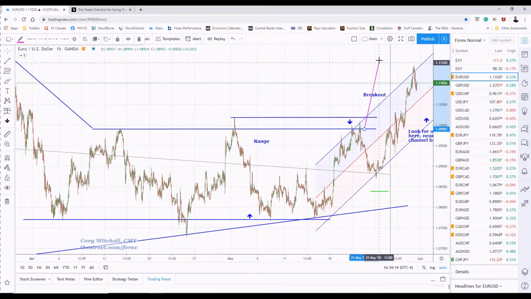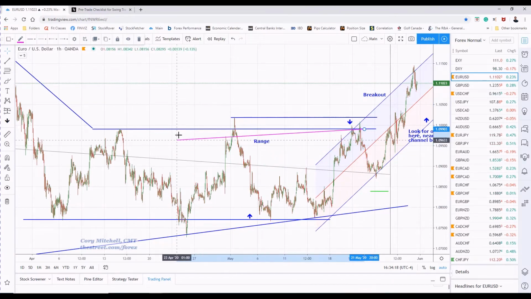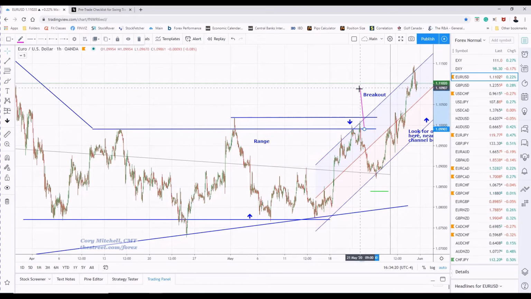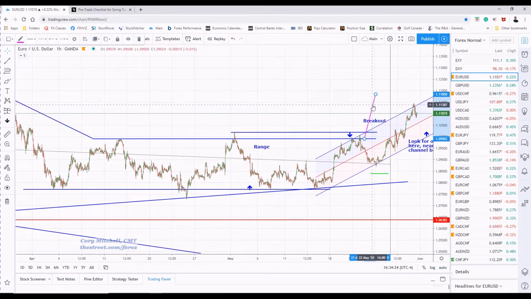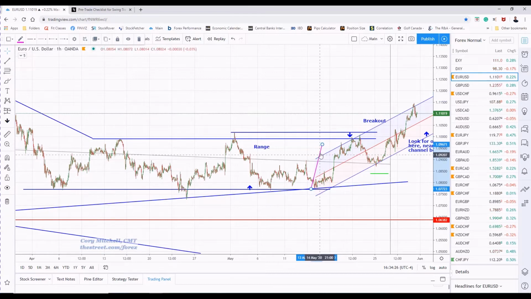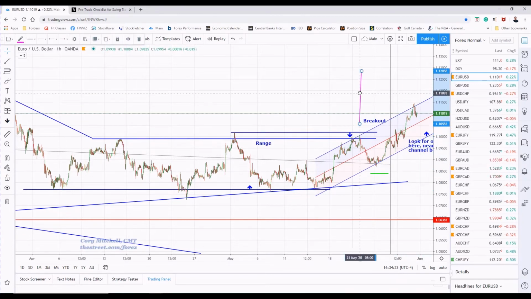We don't know how far that price could run, whereas at least here we have some idea of where the price has been running in the past. And of course there are targets for the breakout. You can just take the size of the old range and add it to the breakout point to give you a possible target for a breakout.